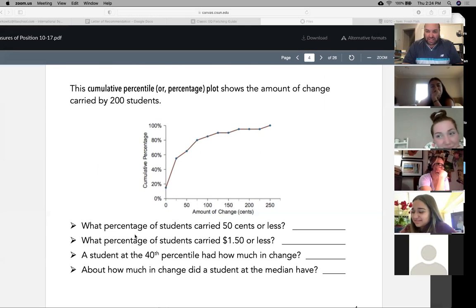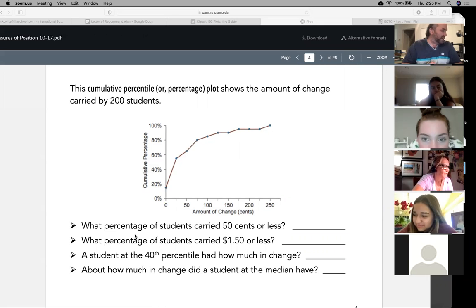So let's take a look at this diagram. What percent of these 200 students carried no change? What percent of the 200 students had no change on them? Roughly 18%, 17, 18. It's hard to see exactly, but somewhere in that vicinity.